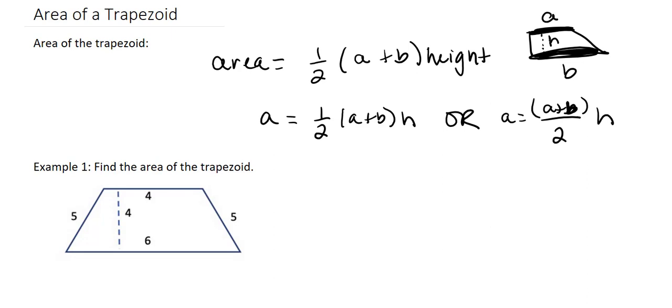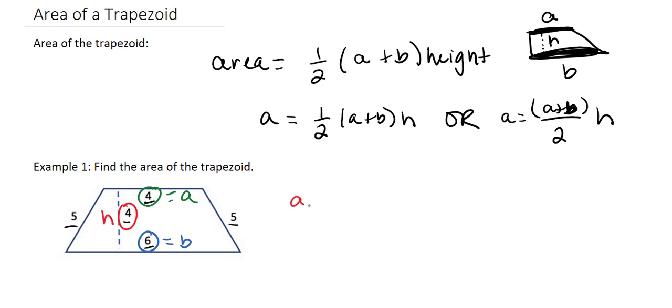We're going to just find the area of the trapezoid. We see we have a lot of numbers. We have 5s on the side, we have a 4, a 6, and another height of 4. So 2 4s, 2 5s, and 1 6. Well, this 4 on the top, we can just indicate as our A. The bottom could be our B. And then our height is this 4.